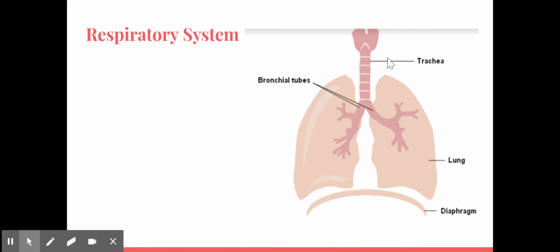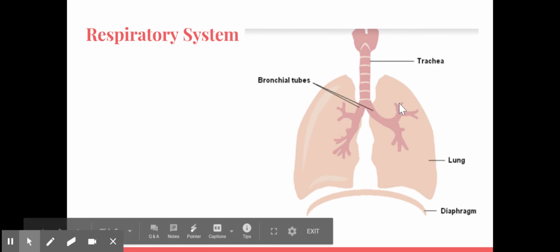That's how that air goes down. Not your food, that's your esophagus. Your trachea is where your air goes down. These bronchial tubes go into the lungs and bring the air into the lungs. And then, of course, we have our lungs that actually have the air in them and that help get oxygen to our blood.